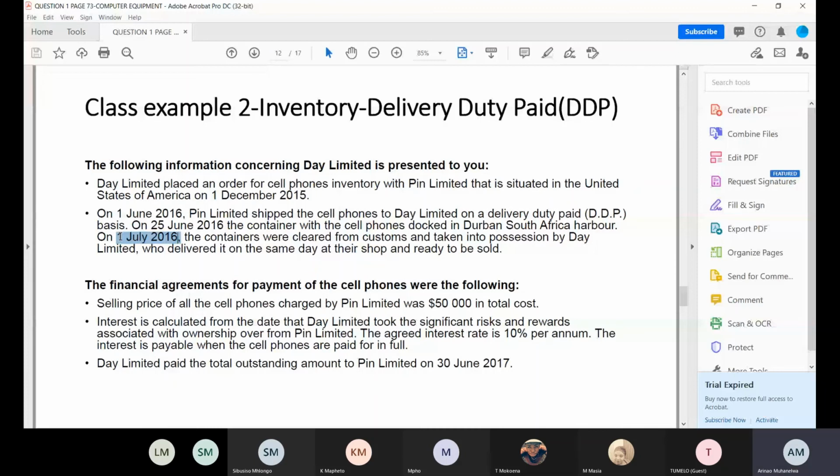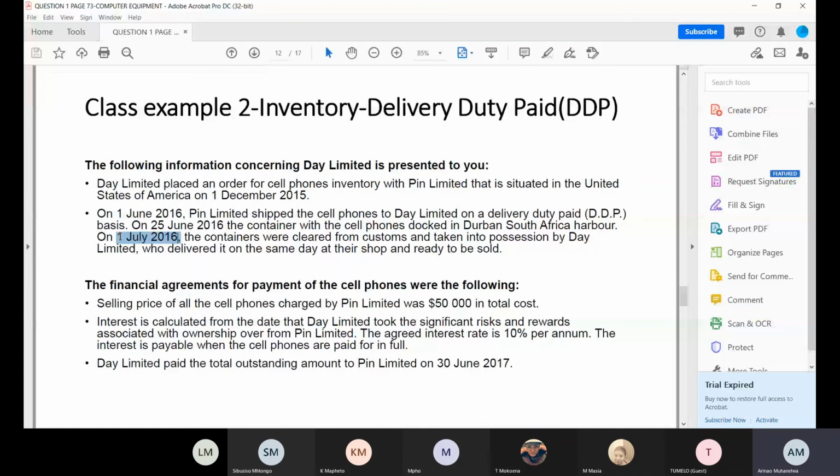The agreed interest rate is 10% per annum. The interest is payable when the cell phones are paid in full. In other words, again, when we pay what we owe, we must also pay interest on the same day. Day Limited paid the total outstanding amount to PIN Limited on 2017. Very important again: transaction date, payment date, and year end.